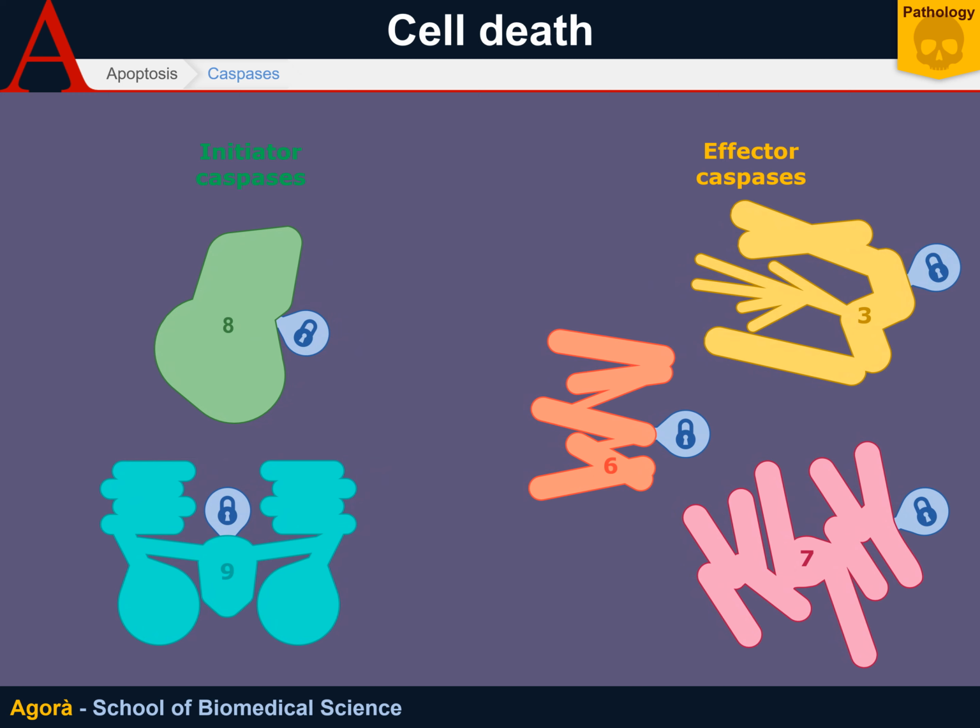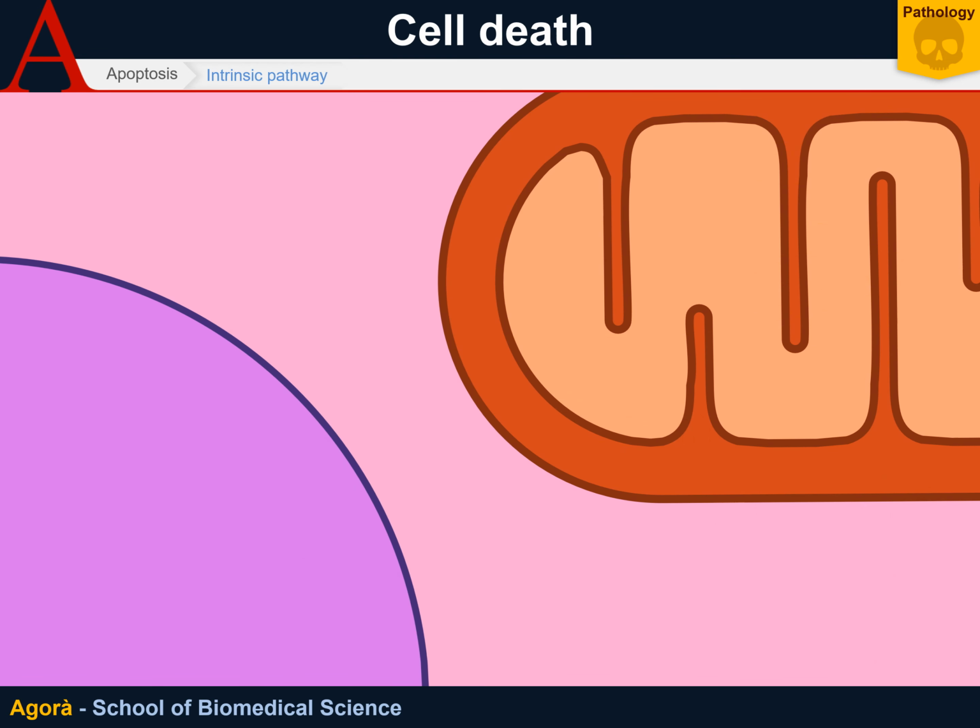Caspases can be divided into initiator caspases and effector caspases. Initiator caspases 8 and 9 are those beginning the apoptotic pathways that we are going to see in a moment, while effector caspases are activated by the initiator caspases and lead to the activation of the enzymes destroying the cell in an organized way, starting from the intrinsic pathway.